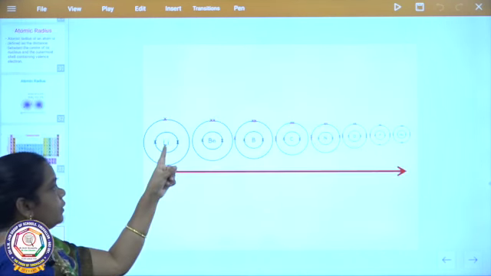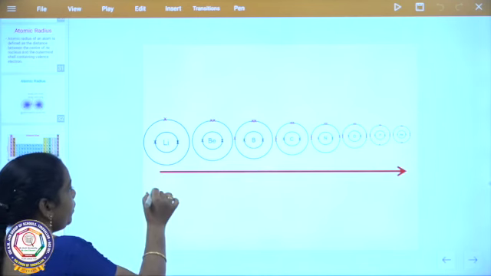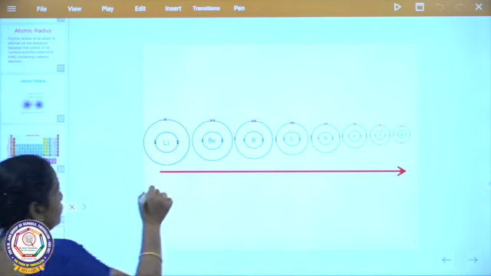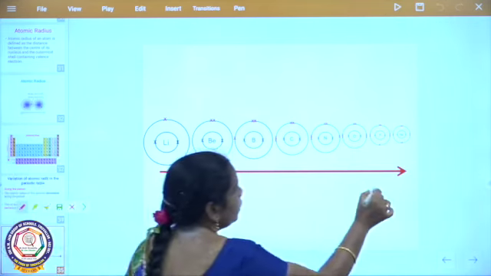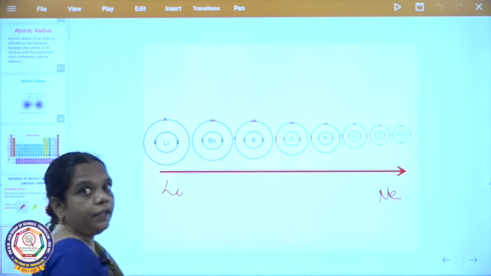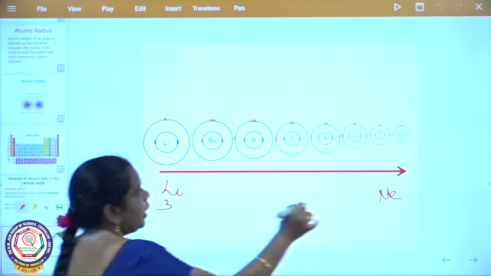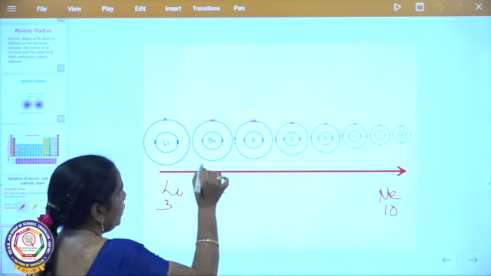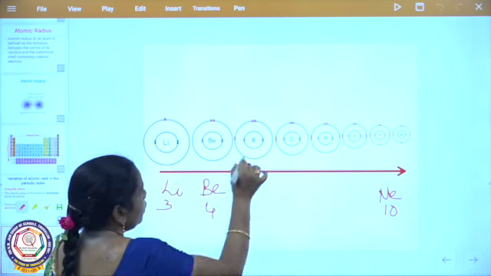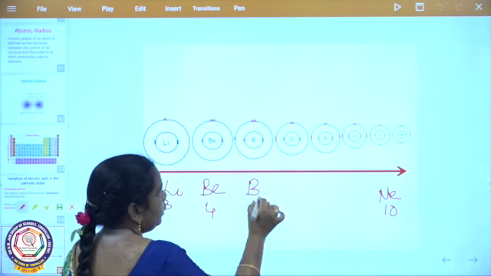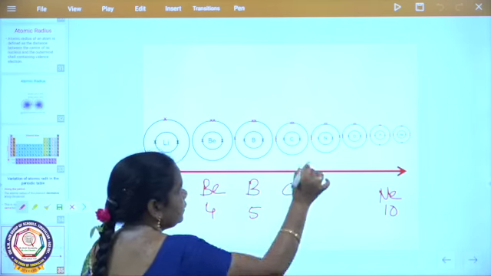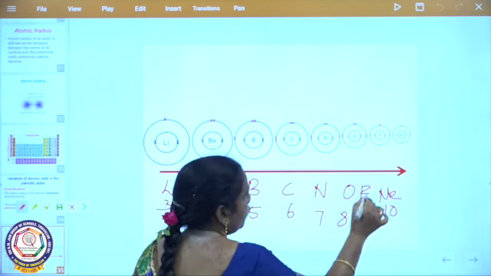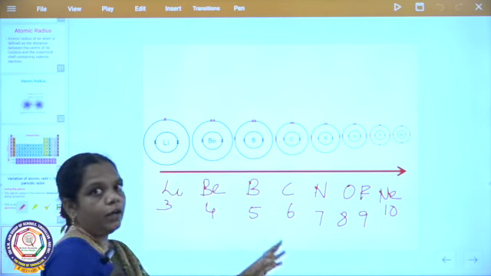Here, see that this is the second period element, from lithium to neon. Lithium has atomic number 3 and neon has atomic number 10. If you see beryllium, 4, then boron, 5, carbon 6, nitrogen 7, oxygen 8 and fluorine 9, in increasing order.